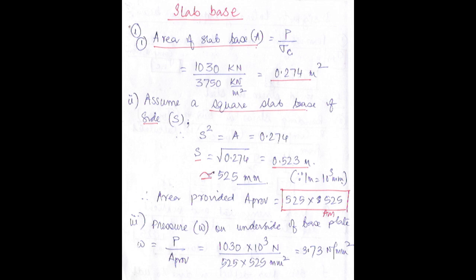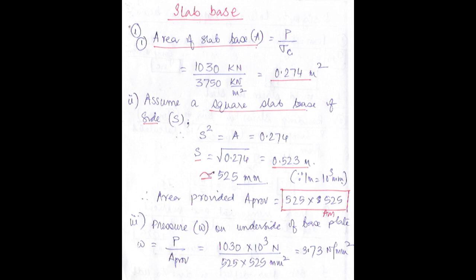What was the second step? In the second step, we will assume that the slab base is of square cross section, each side being small s. So side square equals the area. What is the area? 0.274 we have got. So each side of the square will be under root of 0.274. That comes out to be 0.523 meter.